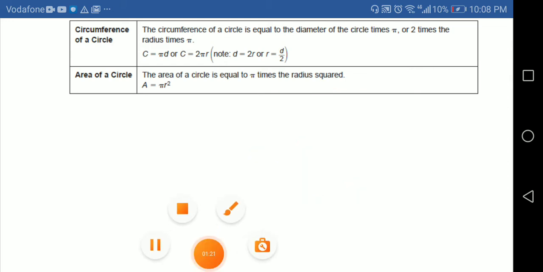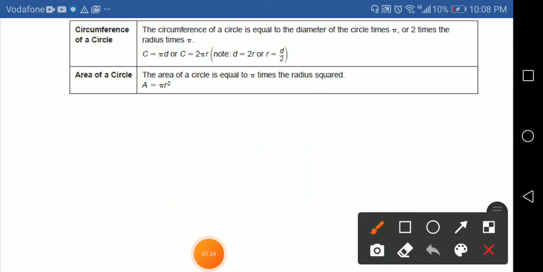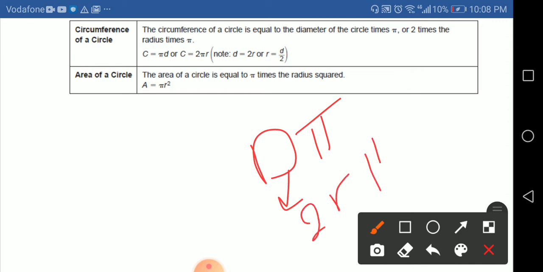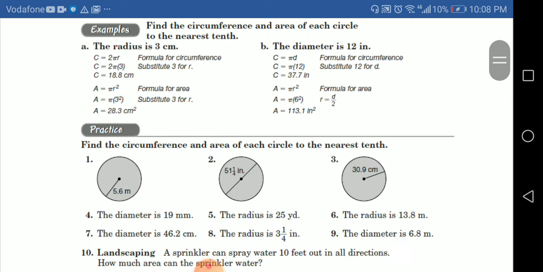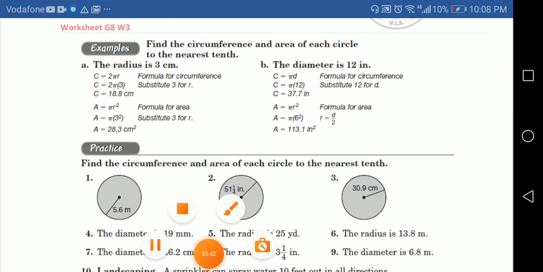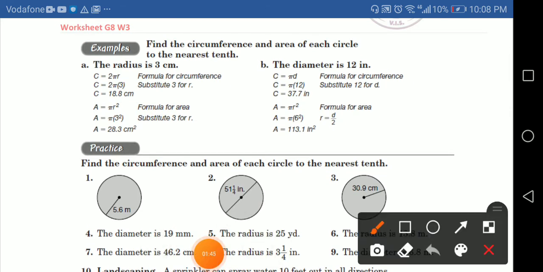And what about the circumference of a circle? It is equal to the diameter of the circle multiplied by pi. Diameter means I can say 2r, and pi, because 2r is the same as the diameter. Okay guys, let's move and solve some problems. Find the circumference and the area of each circle to the nearest tenth.